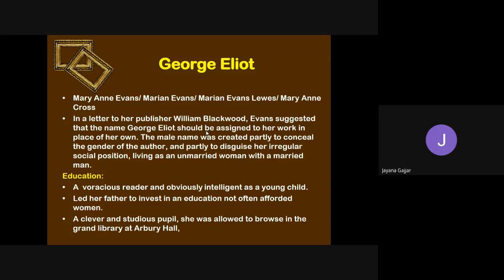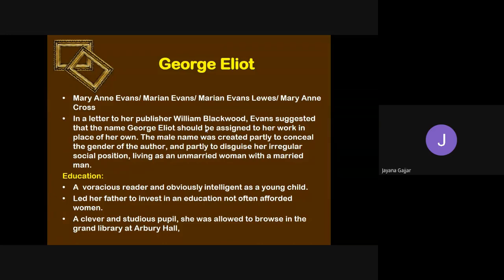Now, in one of her letters to William Blackwood, she explains, and we all know this reason, why she took the name George Eliot. Basically, she took this name to conceal her identity as a female, to conceal her gender. That is one thing, and there's another thing: she partly used this name to disguise her irregular social position, living as an unmarried woman with a married man. That will come later. She was unmarried and she was living with a married man. That was quite a huge thing then.